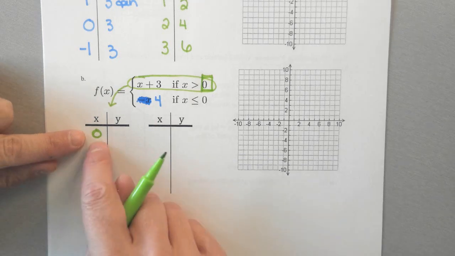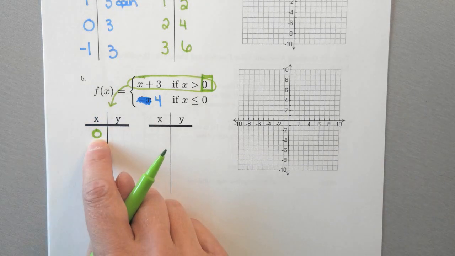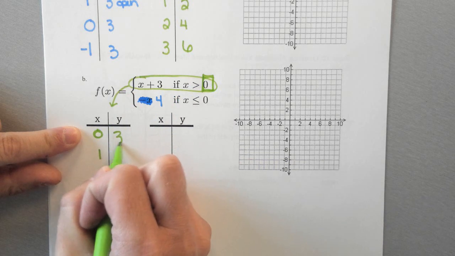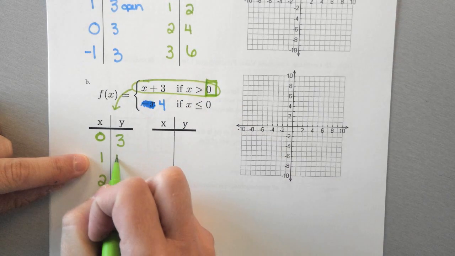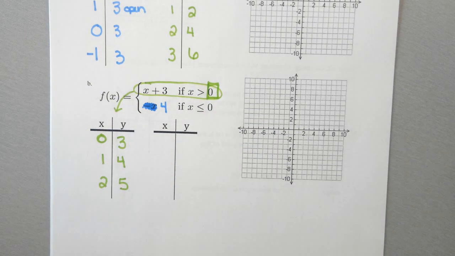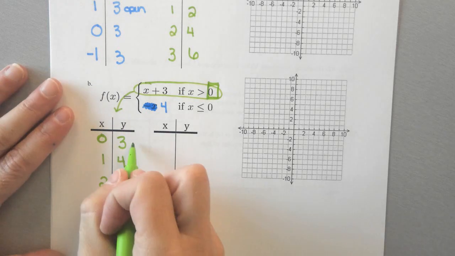Now we plug in, just like we did in the warm-up and in the last unit. 0 plus 3 is 3. 1 plus 3 is 4. 2 plus 3 is 5. And again, you can use a calculator just like you did last time. Now, this one's open, because there's no equal to underneath. So this is my one open point.